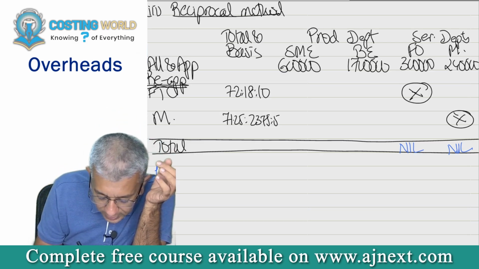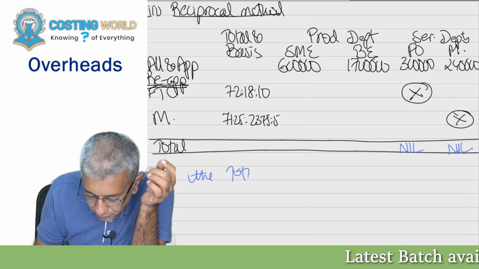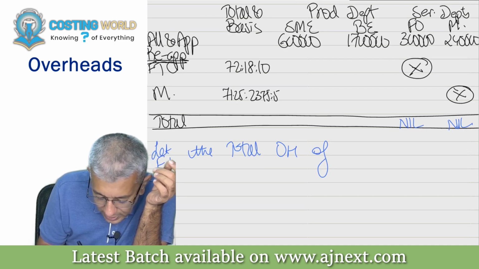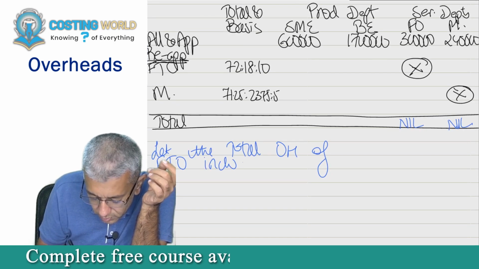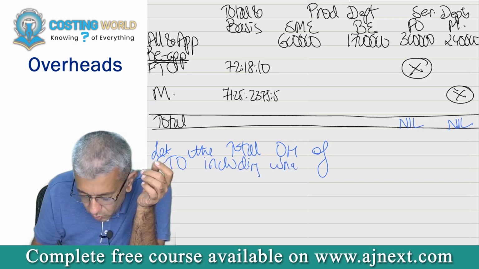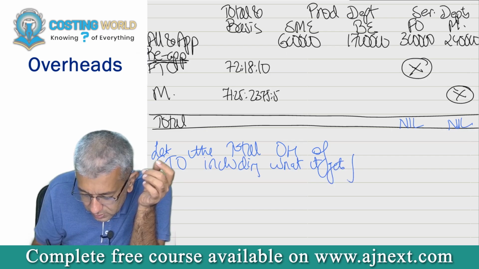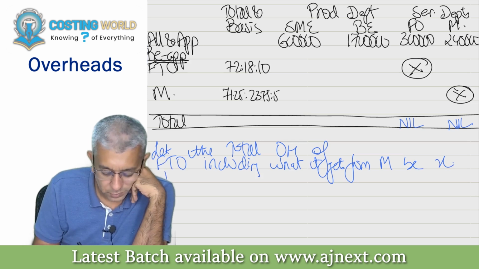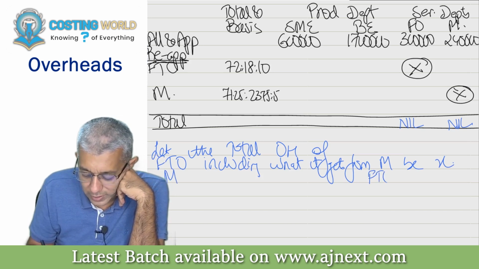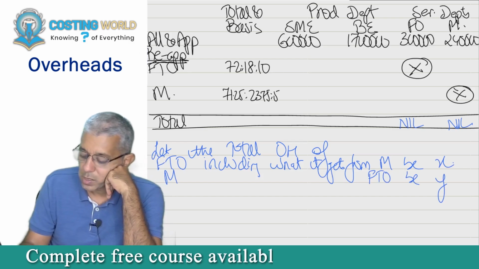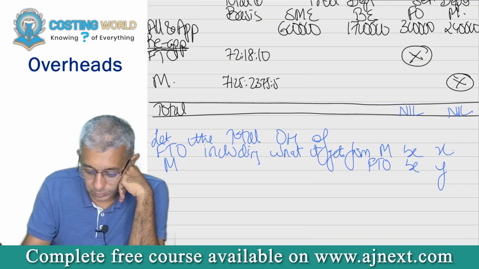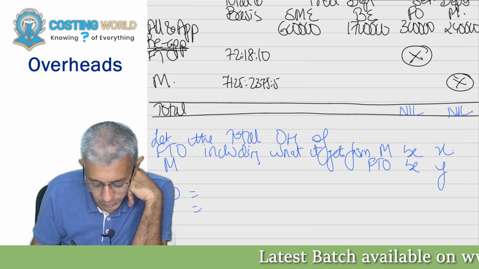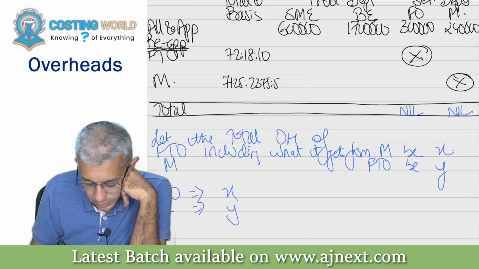Okay, write down. Let the total overheads of FTO, including what it gets from maintenance, be X, and maintenance, including what it gets from FTO, be Y. So FTO X is equal to, maintenance Y is equal to.